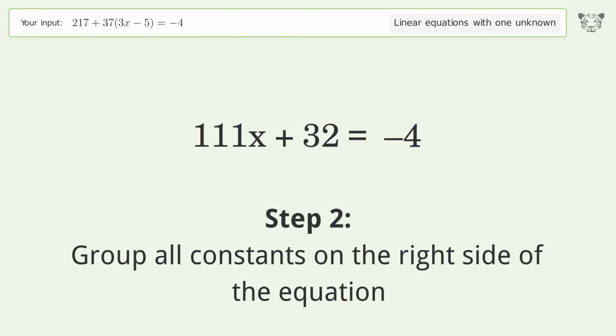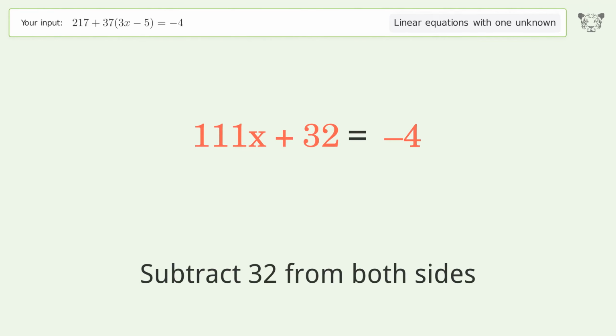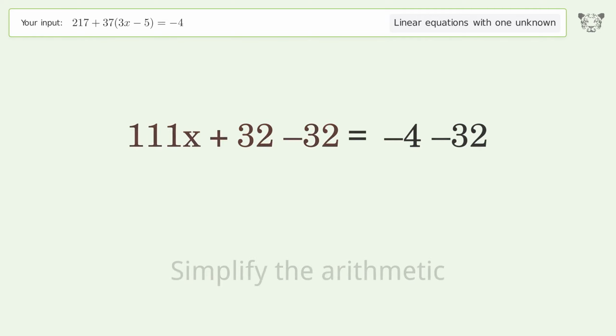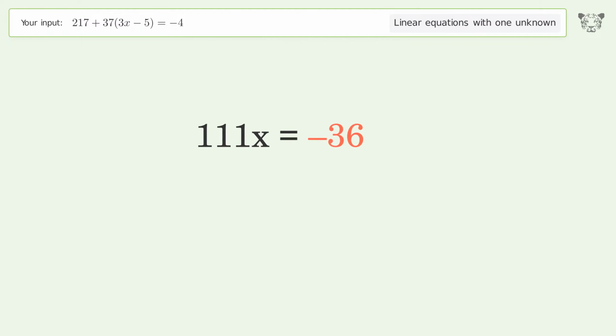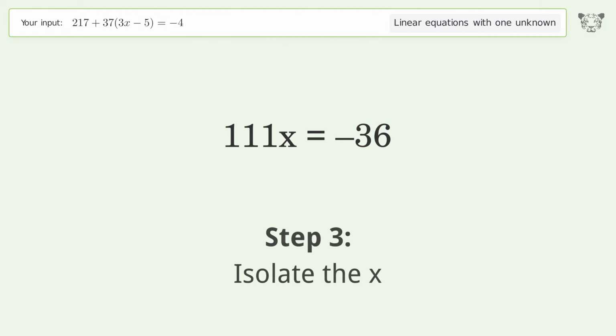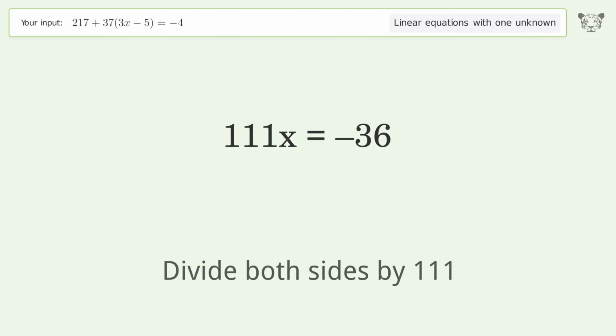Group all constants on the right side of the equation. Subtract 32 from both sides. Simplify the arithmetic. Isolate the x. Divide both sides by 111.